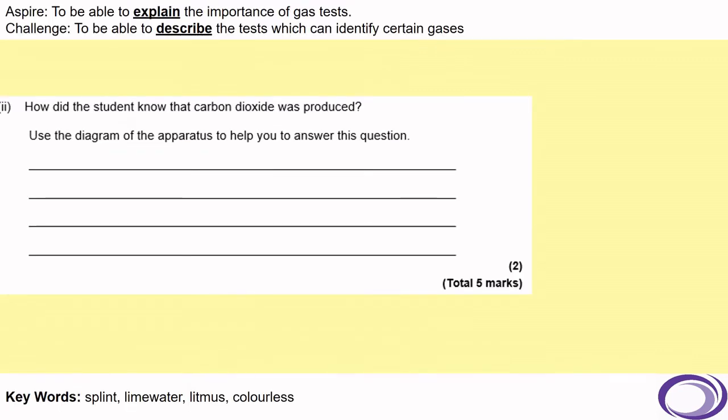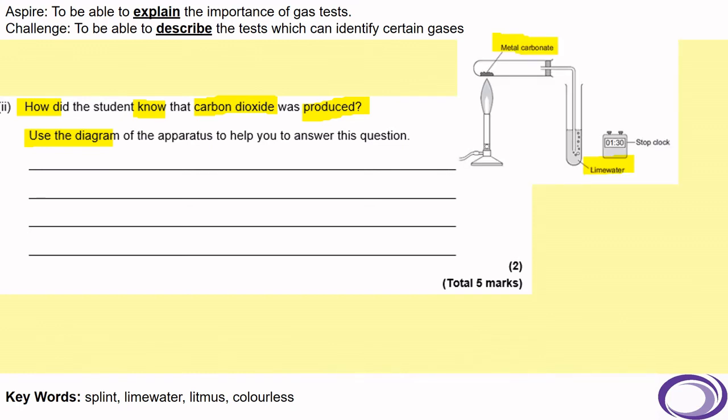Okay, so the next one, how did the student know that carbon dioxide was produced? They want you to use the diagram from earlier, so I've re-included it on the side for you.